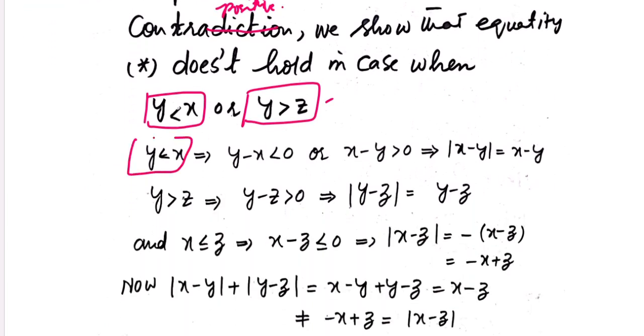If y is less than x, then what does it mean? This means y minus x is less than 0, or in other words, x minus y is greater than 0. X minus y is positive, it means its absolute value is simply x minus y. Y is greater than z means y minus z is positive, so its absolute value is simply y minus z. X is less than or equal to z means x minus z is less than or equal to 0. Because this is non-positive, its absolute value is minus times x minus z, that is minus x plus z. And in case x and z are equal, in other words when x minus z is equal to 0, then clearly both sides are equal to 0.